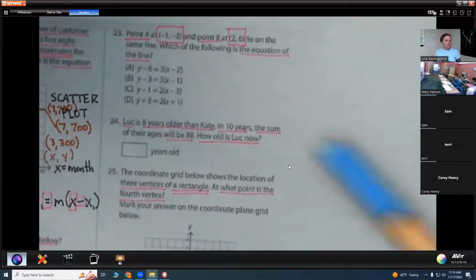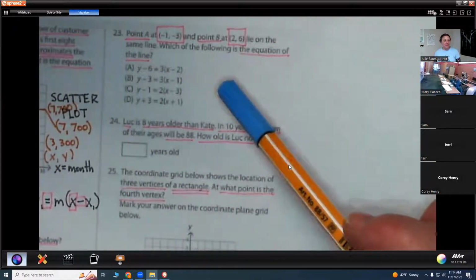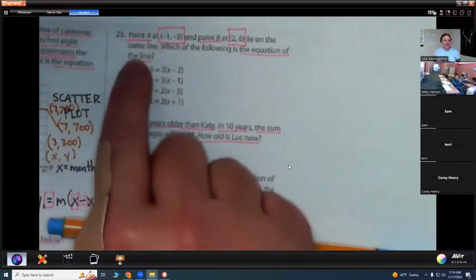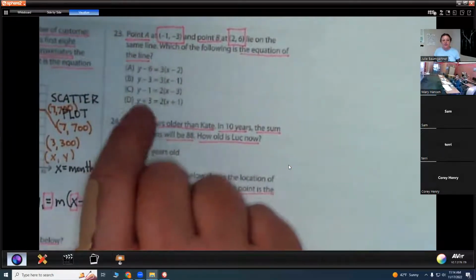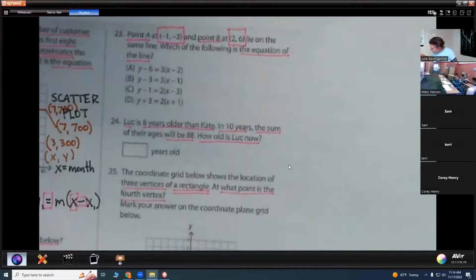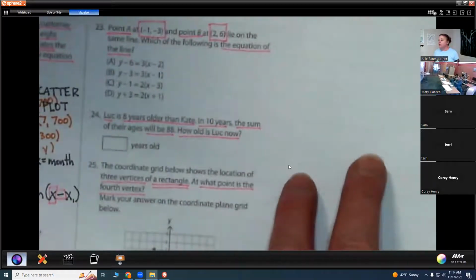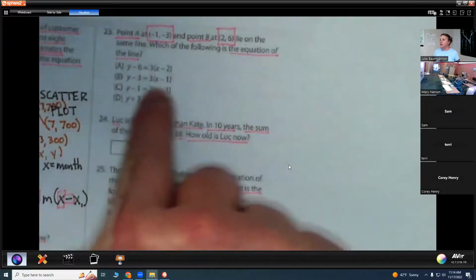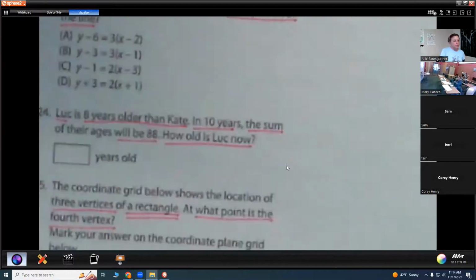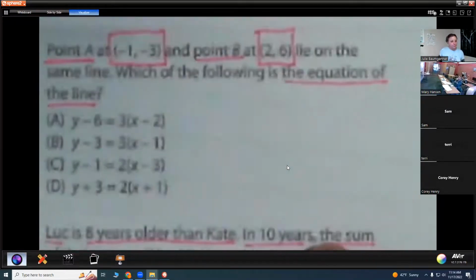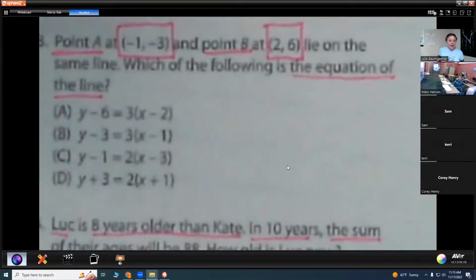So now, once again, we can see that we've got this equation of a line. So look at your answers. What form of equation do we have? Is it the slope intercept or the point slope? Look right at our choices for 23. It's the point slope, okay?